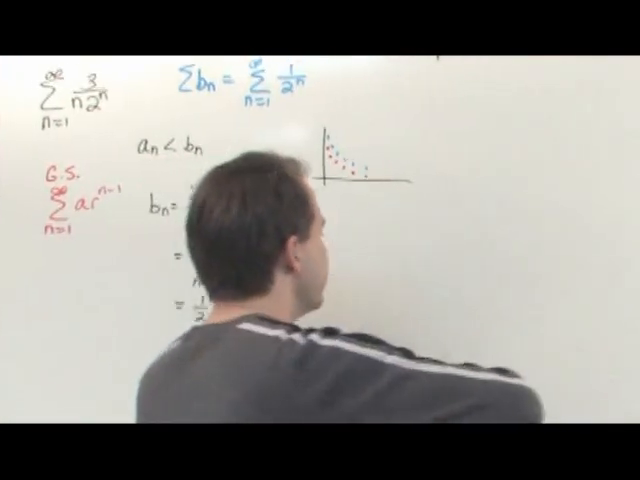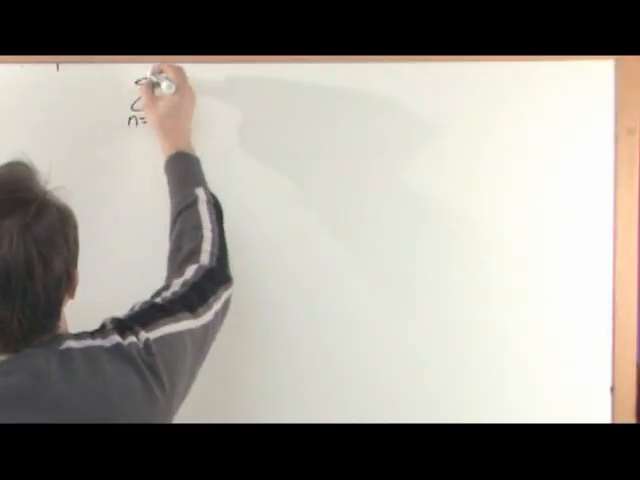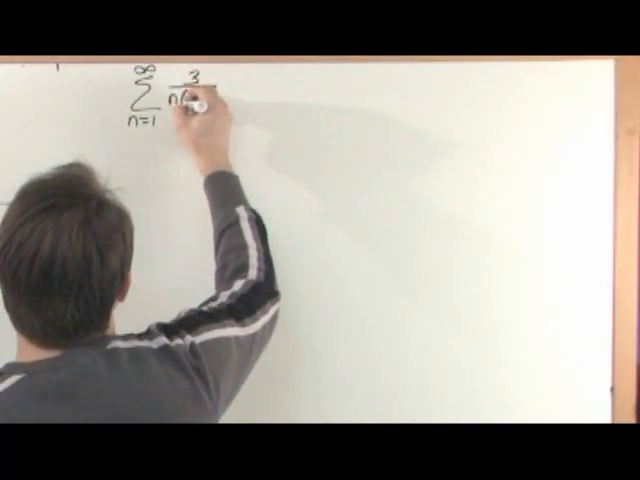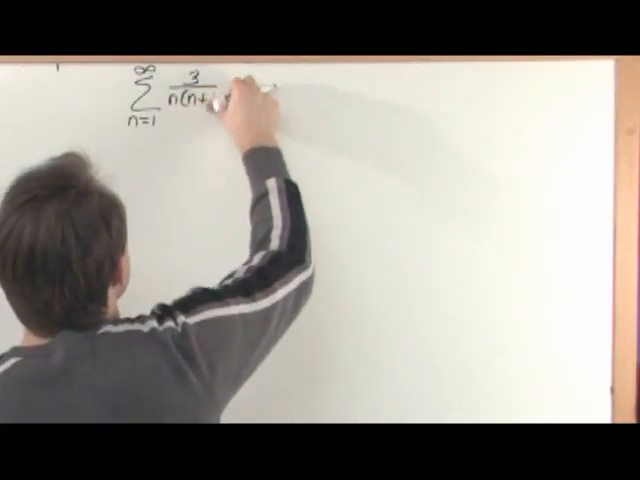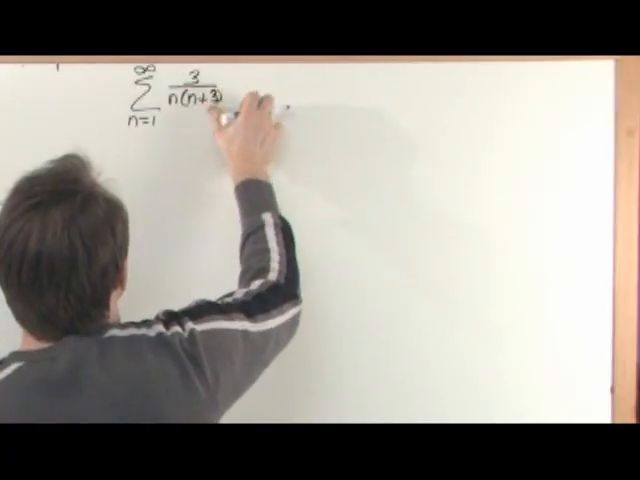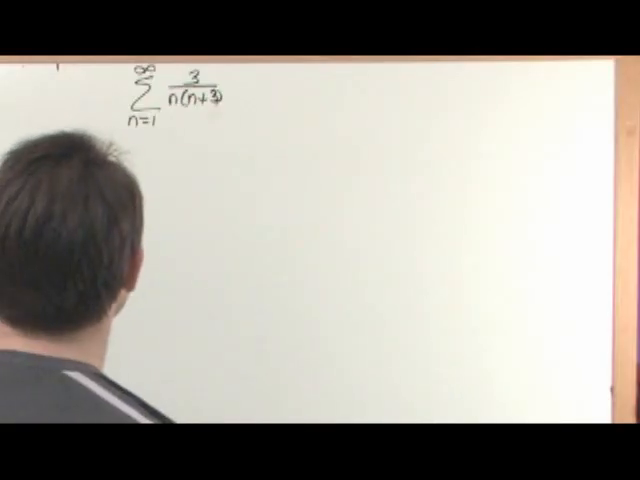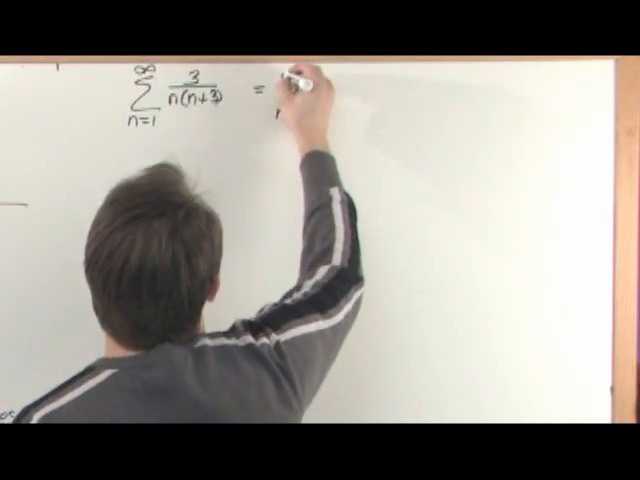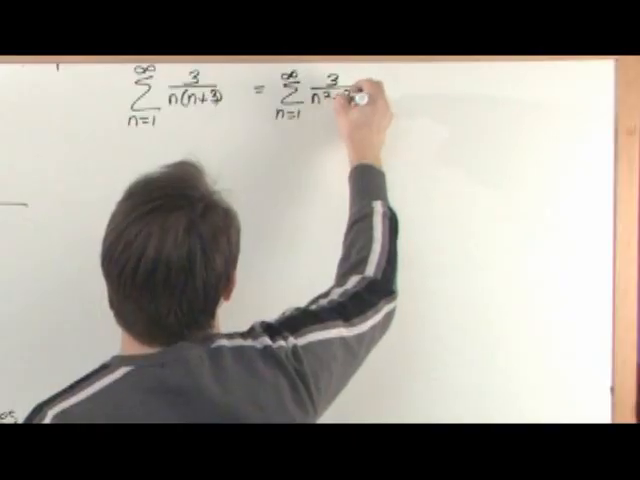Okay, so moving right along, if you had the sum from n equals 1 up to infinity of 3 over n times n plus 1. Okay, actually I'm going to make it n plus 3. So I want to see if that guy converges. It doesn't look like a series that I've seen before, but before I go any farther, what I want to do is expand what is in the denominator. So it's going to be n squared plus 3n.